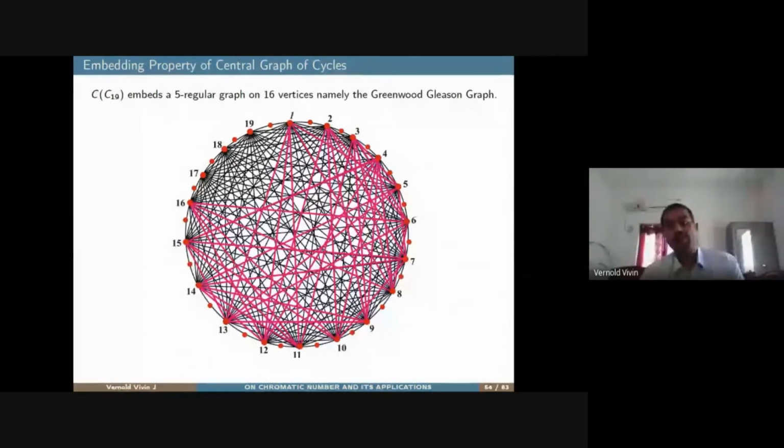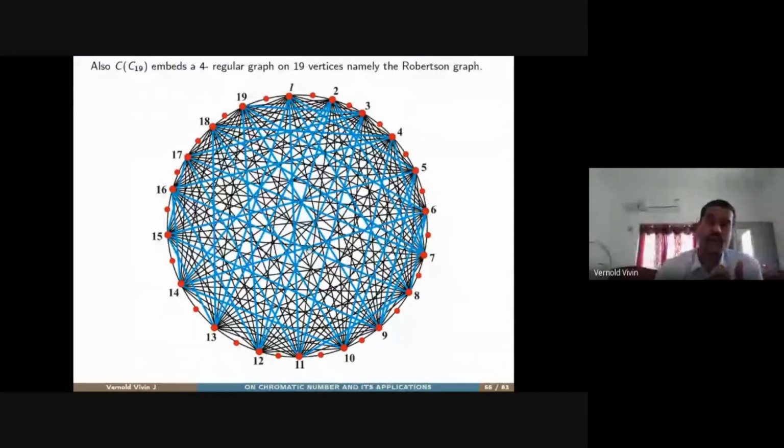Similarly, one more example: the central graph of C19 embeds a 4-regular graph on 19 vertices, which is called the Robertson graph. So the Robertson graph is a 4-regular graph on 19 vertices.